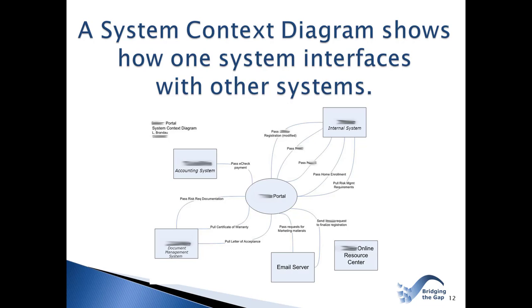And often on a project, we'll focus on updating one system, but these integration points or ways that data is passed back and forth between the systems also need to be considered. If the way data is stored and managed in one system is changed, then those integrations with another system could also be impacted. And a system context diagram shows how one system interfaces with those other systems.